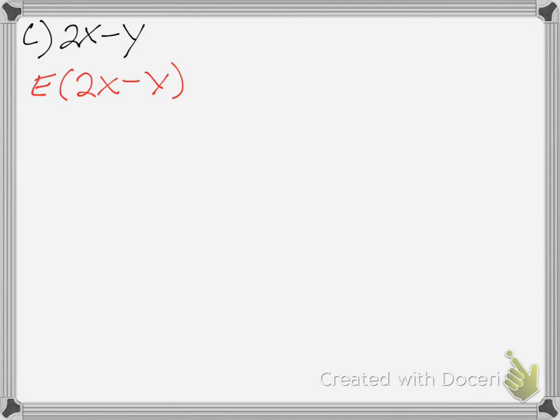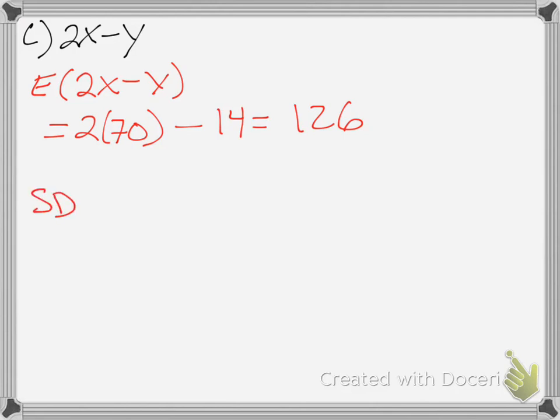All right, so that's going to be equal to our scalar, so 2 times 70, and then we're just going to subtract our expected value of y, which was 14, which gives us a total of 126.